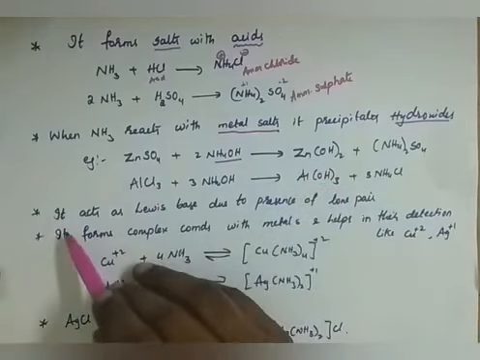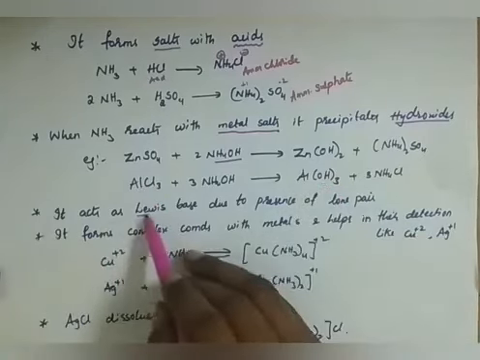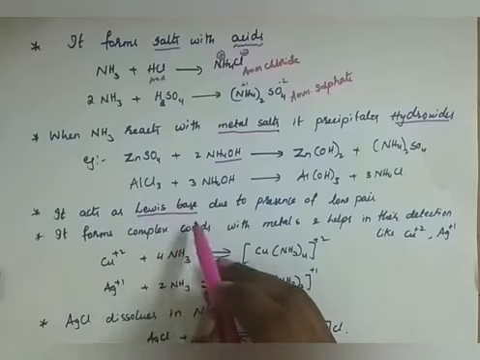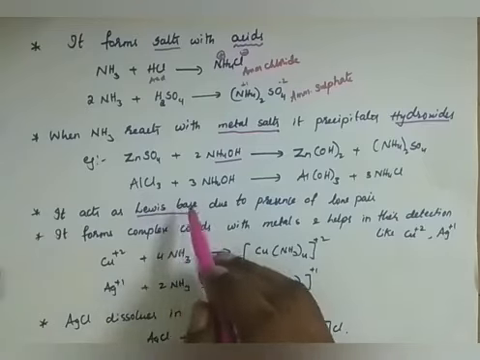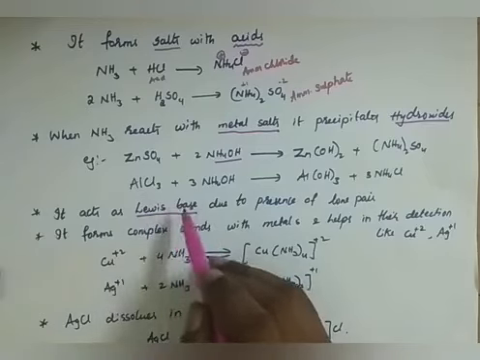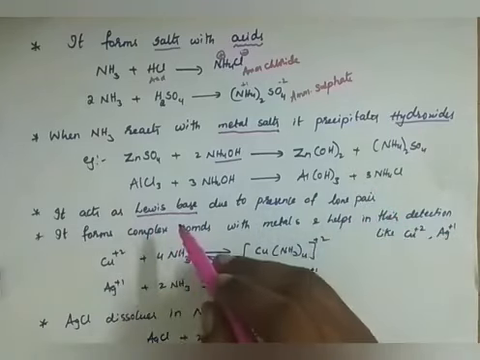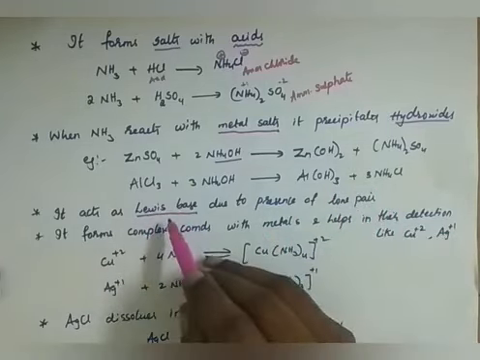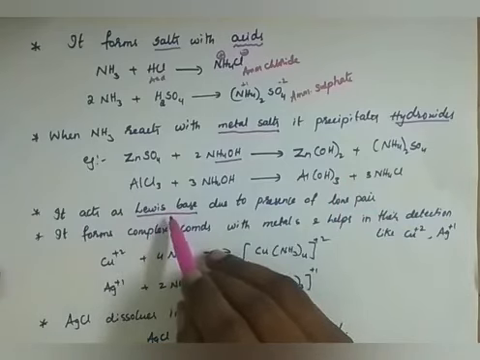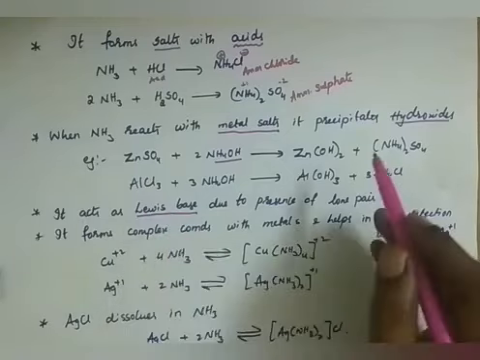And next, it acts as a Lewis base. What is a Lewis base? First, what is a Lewis acid? An acid is a lone pair of electron acceptor. Opposite to that, a Lewis base is a lone pair of electron donor. So, proton donor is acid, but electron acceptor is also an acid. There are 3 theories you have: Arrhenius theory, Lewis theory. According to Arrhenius theory, proton donor is acid.